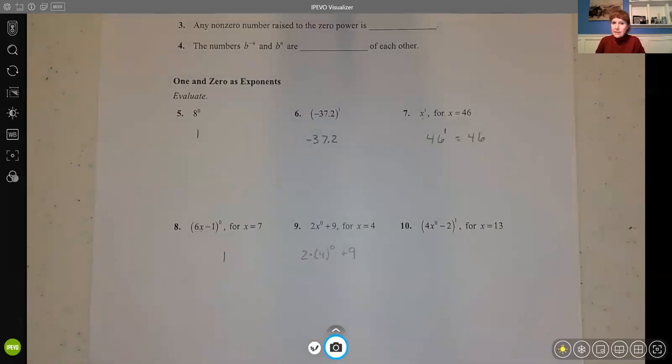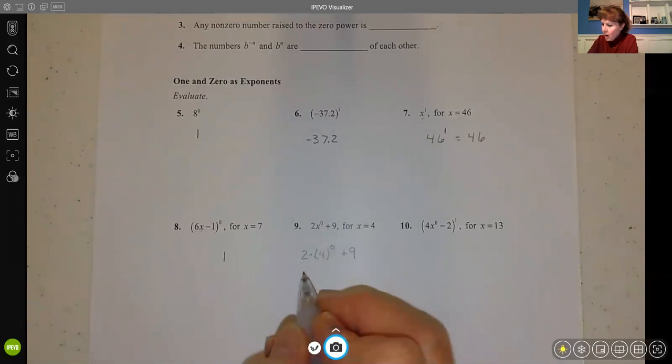4 to the 0 is a 1. Notice the 2 is not a part of the 0 power. This means 2 times x to that power. So here we've got 4 to the 0, because doing your PEMDAS, you do exponents first, and then you do your multiplication. So we have 4 to the 0 is 1.